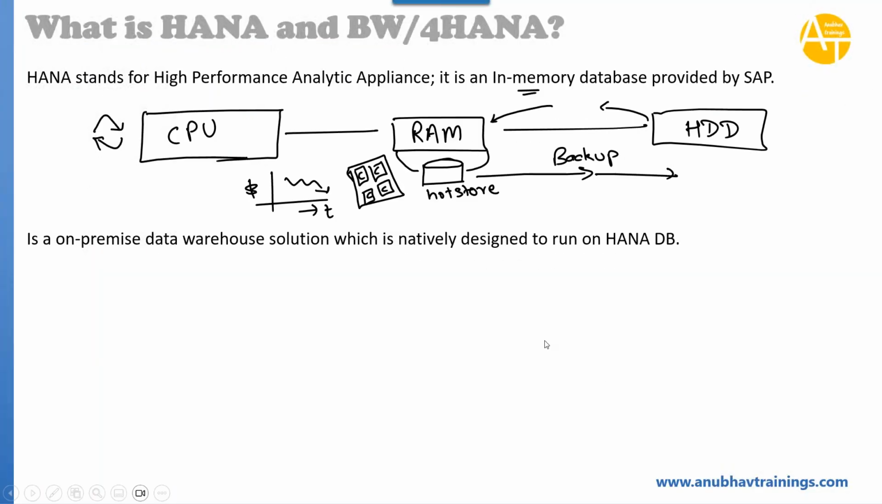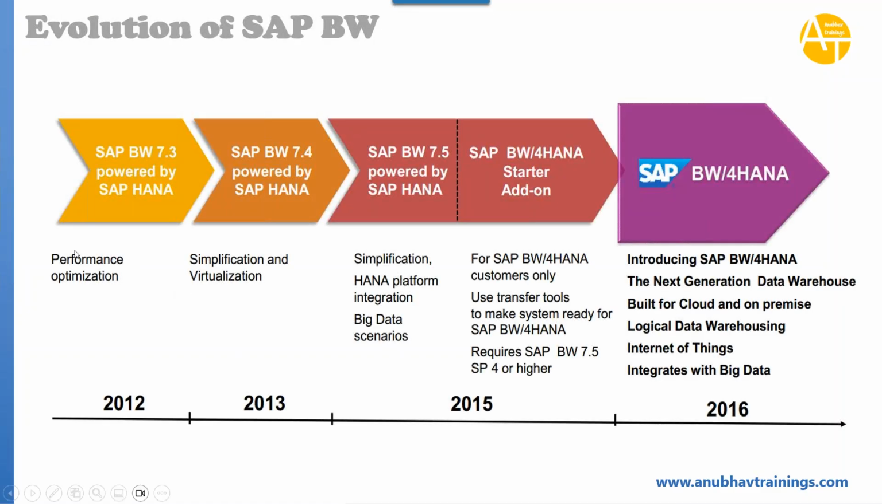So what is the brief history of BW, BW on HANA and BW for HANA? All three are different, so let's understand that. Way back in 2012, SAP had a product called SAP BW 7.3 powered by HANA. This was also known as Project Orange. That was the name of this project. It was basically that any SAP BW system is capable of running on the HANA database. It is capable of running, but it doesn't mean that you must run it.